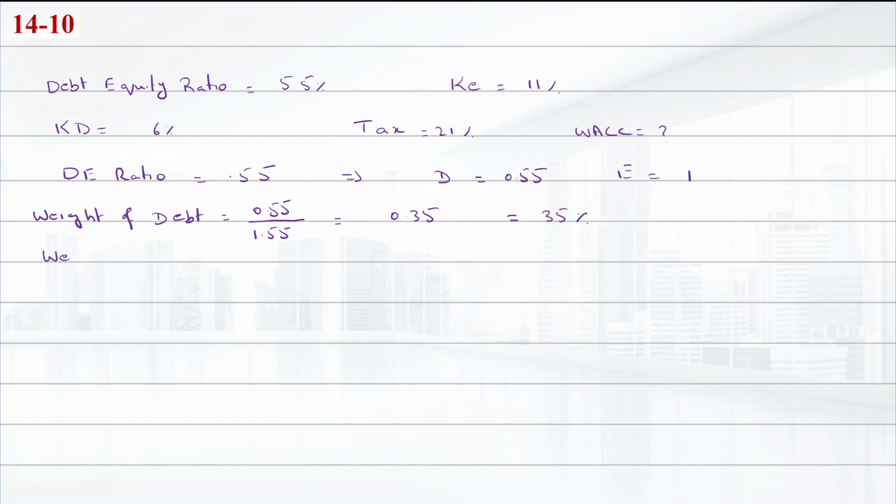Weight of equity is one minus weight of debt, that is 1 minus 0.35, that is equal to 0.65. So 65% is the weight of equity. By using this we can find the WACC.